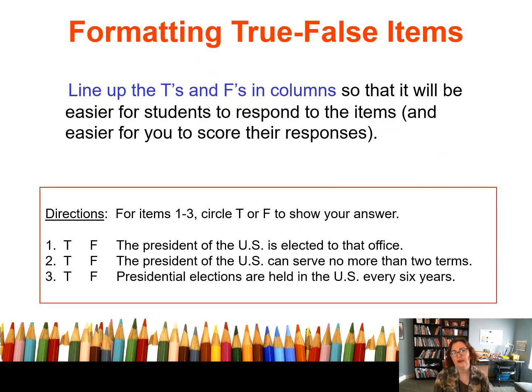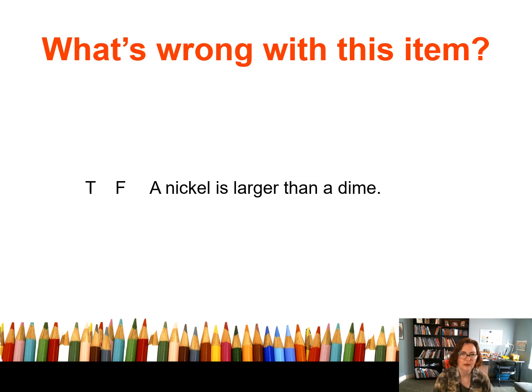So when you're thinking about your true-false items, you want to line up the T's and the F's in a column so that it's easier for students to respond to items and easier for you to score their responses. If you put those true-falses at the end, they move around on the page depending on the length of the sentence. So you want to put them at the beginning so they're certain that they're answering the item that they think that they're answering. What's wrong with this item?